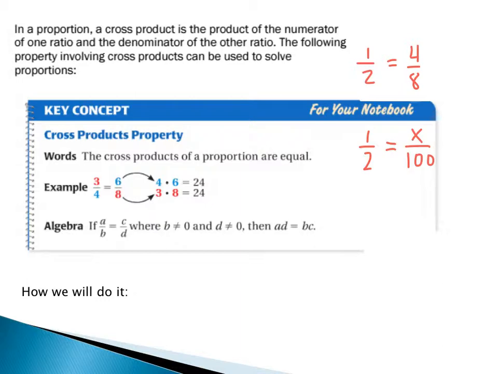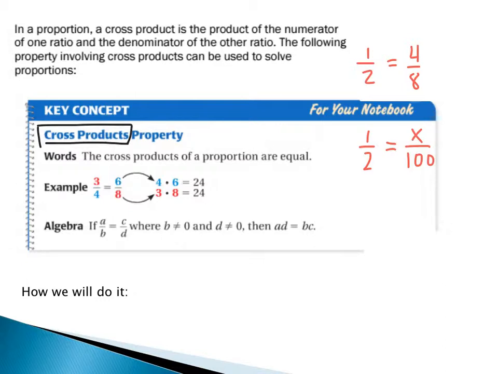Today we're going to use a special property called a cross product. It's a special property only used to solve proportions. A lot of you take this one example and use it any time you see fractions. Anytime you see a fraction, you think cross product, no, you don't want to do that. Cross products are only used to solve proportions.